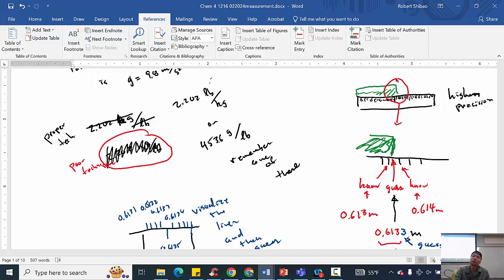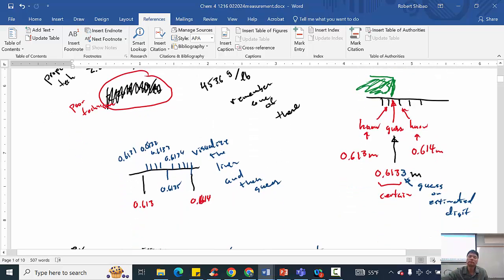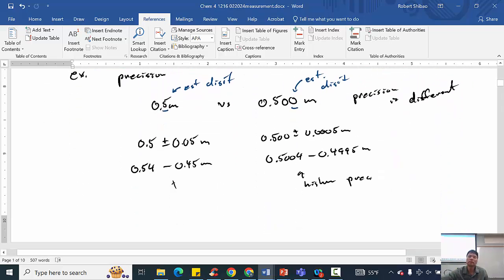Higher precision usually means higher accuracy, but not always. It's got to be calibrated.